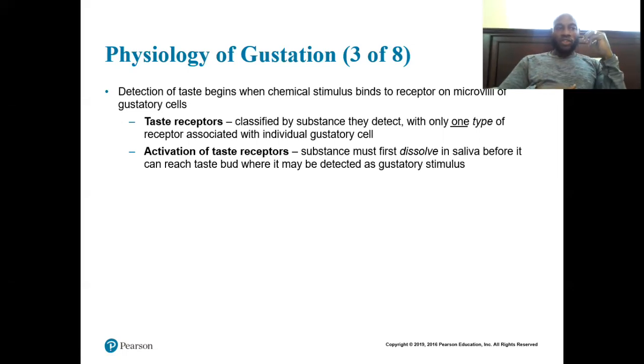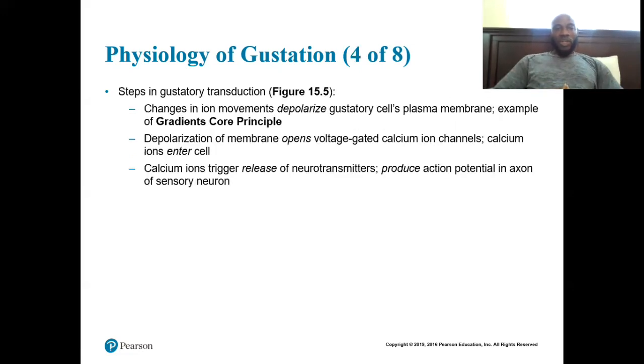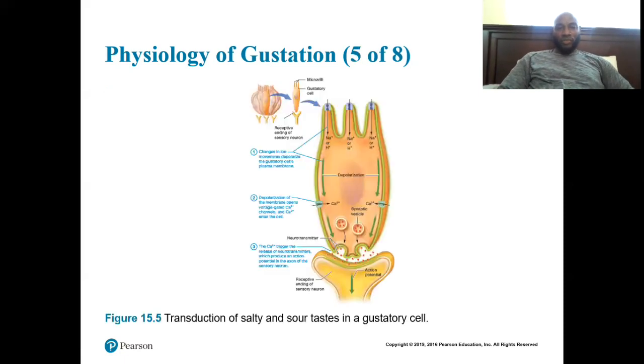That's one of the roles of saliva. Sort of like when the odorant has to dissolve in the mucus in the nose, the food we eat has to dissolve in saliva before it can reach the taste bud, where it may be detected as a gustatory stimulus. Then we have changes in ion movements. They depolarize the gustatory cell's plasma membrane, right? Depolarization happens based on this chemical. It opens voltage-gated calcium ion channels, and that produces an action potential, right?